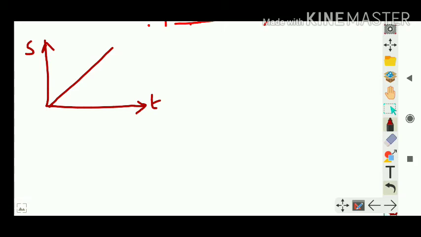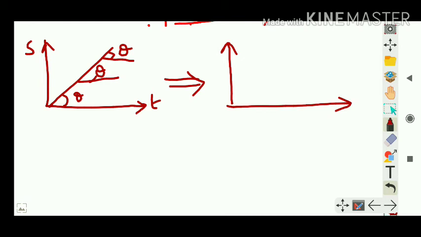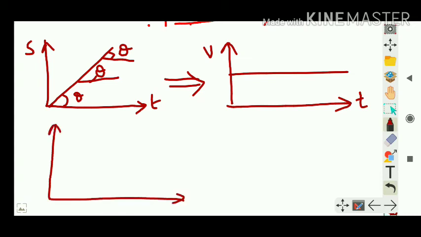See, the slope here is theta, this slope is also theta, this slope is also theta. So the slope is remaining constant. Slope is constant means the velocity is constant. So the velocity time graph for this displacement, if I draw the equivalent, is like this. The velocity is remaining constant. Simple.